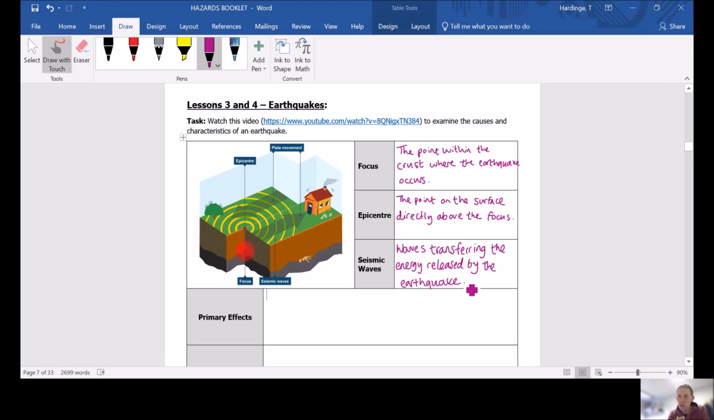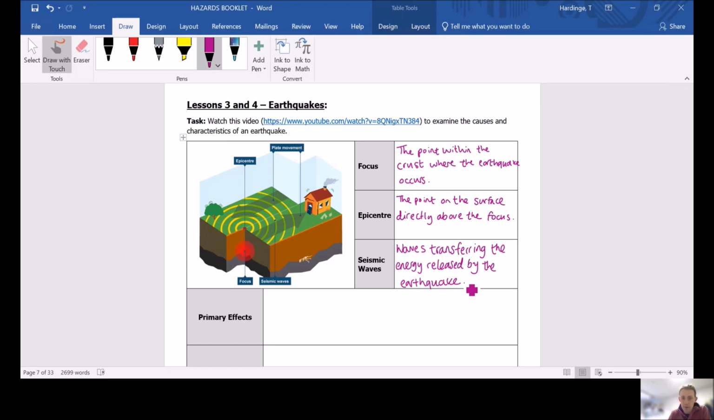It's a release of energy within the Earth's crust. That energy has been built up over time by the stresses and strains at a plate boundary, and then that energy gets released suddenly, and it gets released in the form of these seismic waves, and they travel in all directions, and that's what causes the ground to shake.